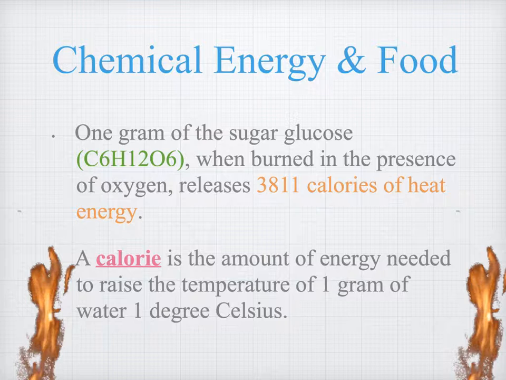So we see the molecular formula of glucose, C6H12O6. Remember, glucose is a monosaccharide, a single sugar, or a monomer. Monomers, remember, come together to form polymers. But look how much energy can be extracted from that glucose molecule.